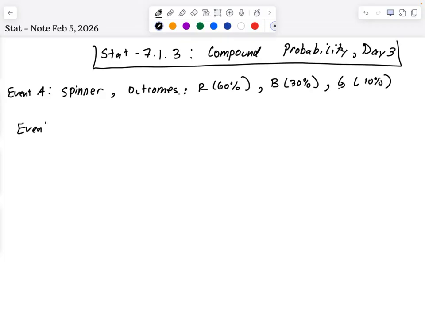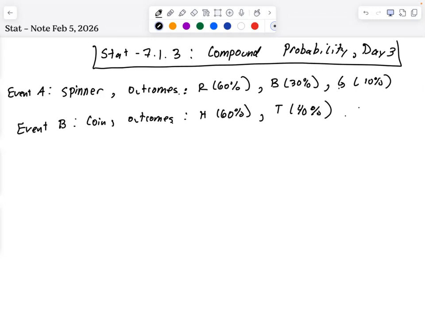Event B is a coin. Okay? Event B is a coin, but it's an unfair coin. The coin is not fair. The outcomes are heads 60% of the time and tails 40% of the time, exactly. So it's an unfair coin. It's a trick coin. But for the purposes so that you can make the connection to the do nows, the problems we're doing, these are the scenarios.